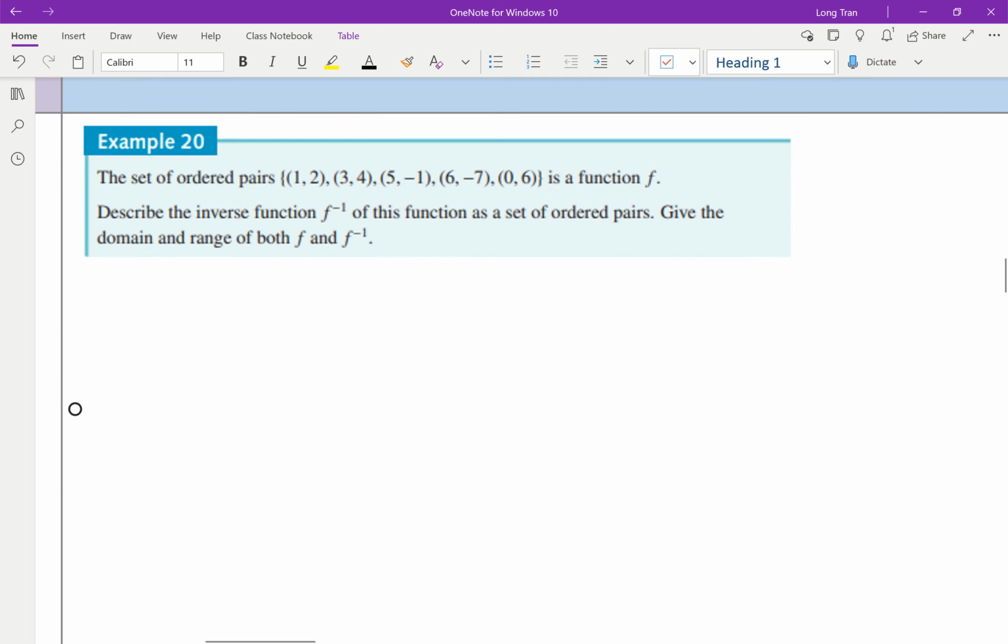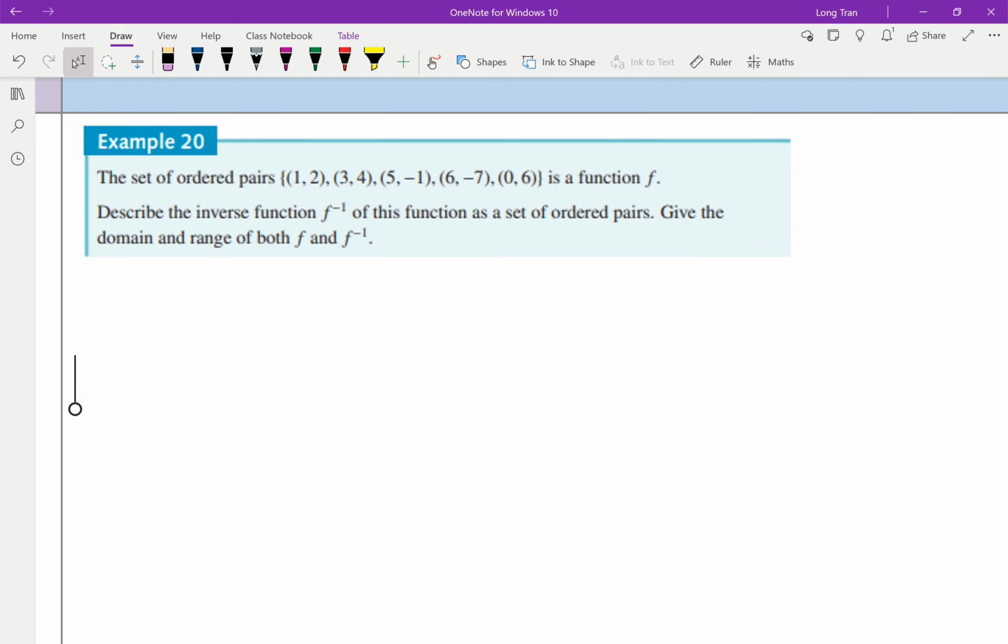It's a really important component for next year because it often comes up in the exams, even though it's only a few marks, maybe 5 marks in total. But here we go. The set of ordered pairs (1, 2), (3, 4), (5, -1), (6, -7) is a function.